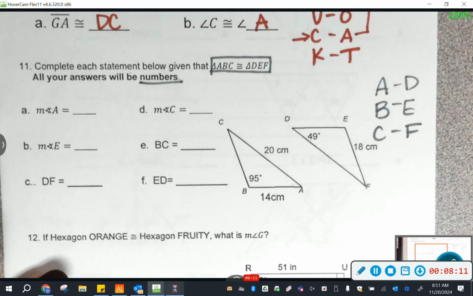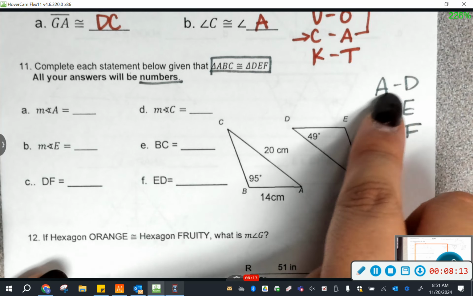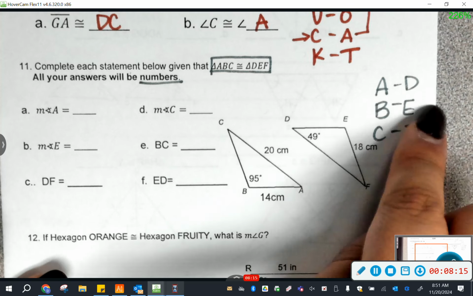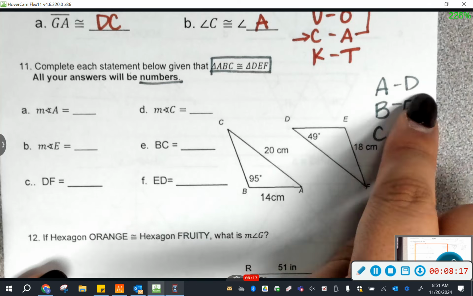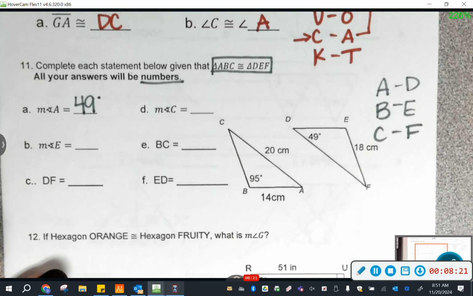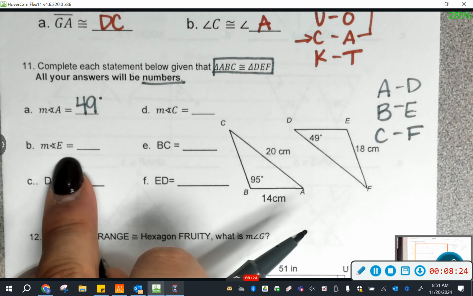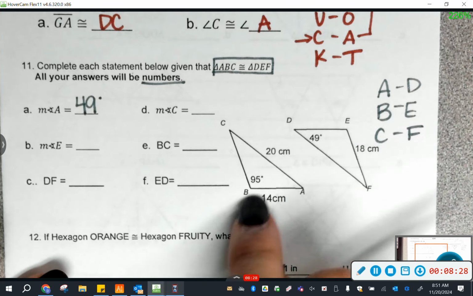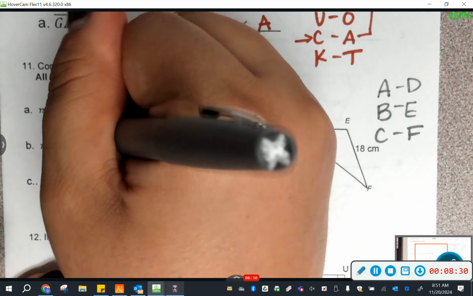What does A go with? What did you do? What does A go with? D. What's D? 49. What does E go with? E goes with B. What's B? 95.